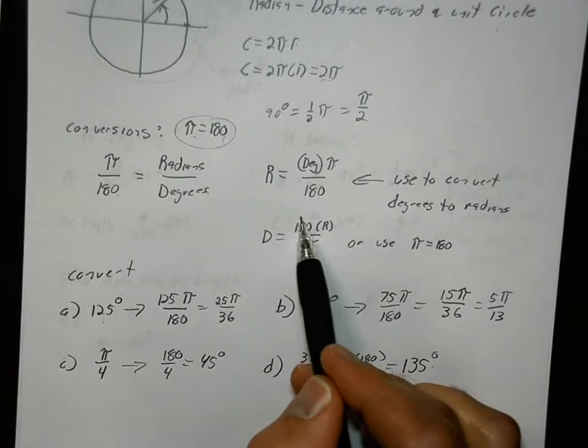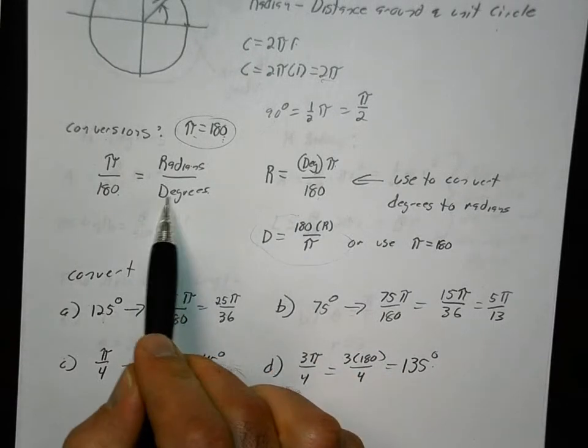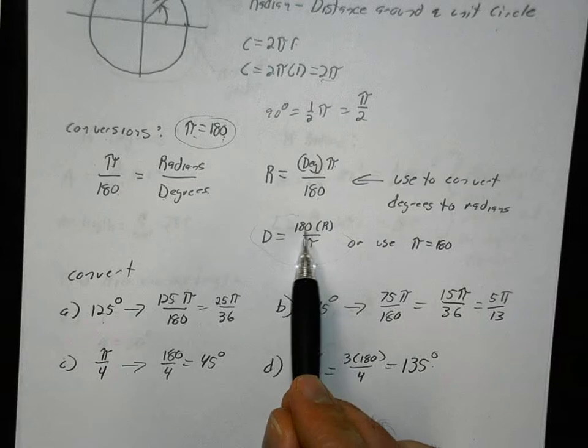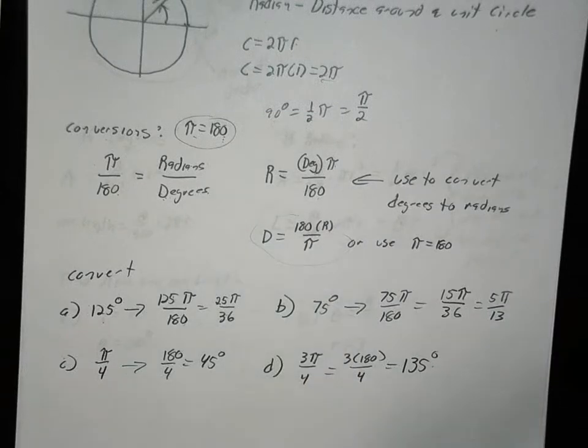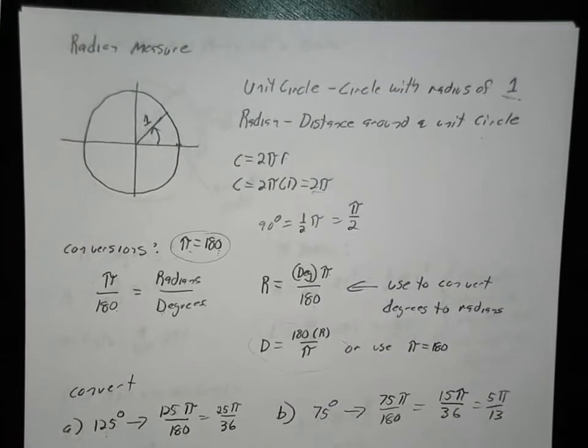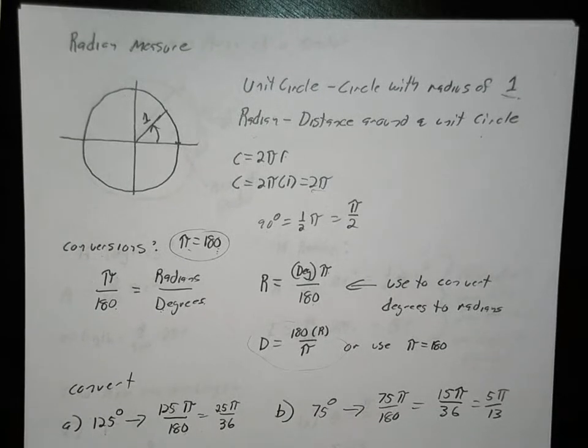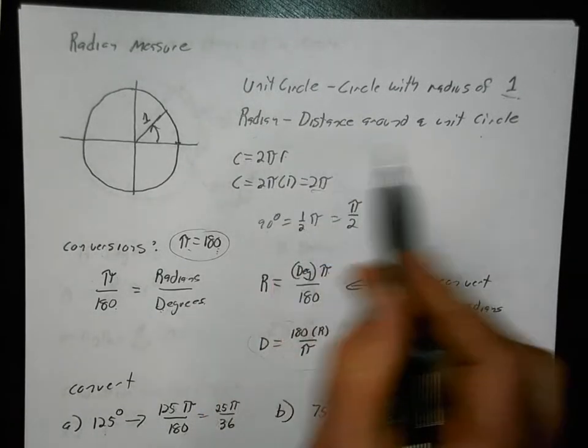We could also use this formula here by solving for d in this equation. You can multiply 180 times the radians and divide it by pi. But it's a lot easier if I have pi in my radian measure. I just substitute 180 in for pi and do the math there. Okay, so that's how we convert degrees to radians, radians to degrees. Now we know what radians are. A radian is the distance around a unit circle.